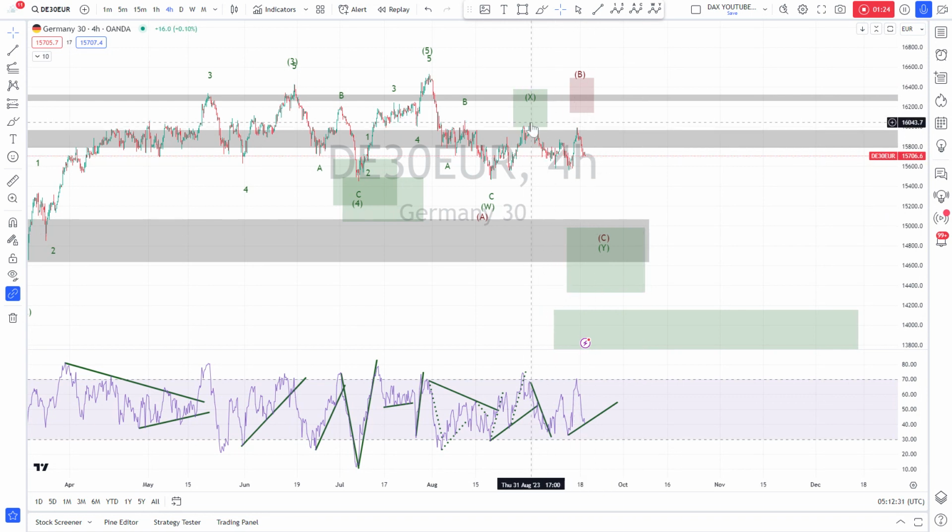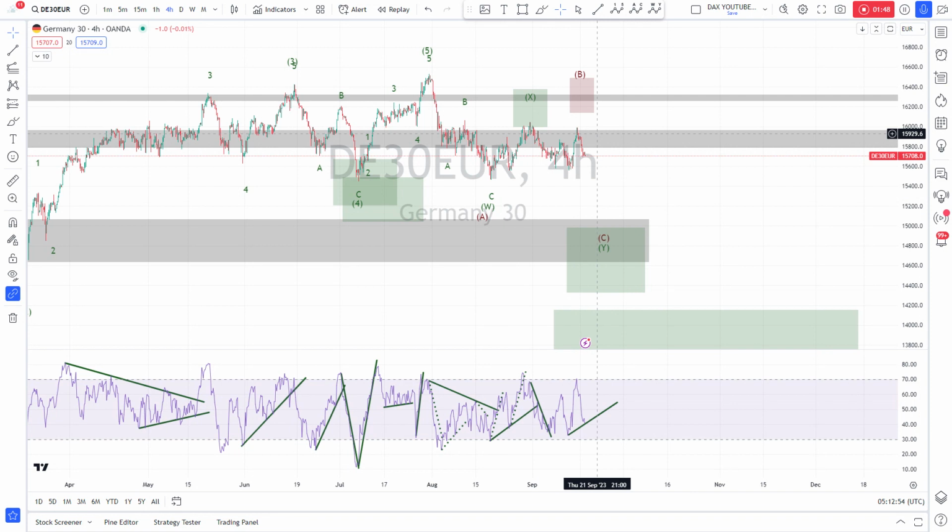However, we could also take out this high here, but not really go deep into this area. Then I would still call for a WXY pattern. So depending on if we take out this high here and how deep we go, it would be a WXY pattern or a flat pattern as an ABC.